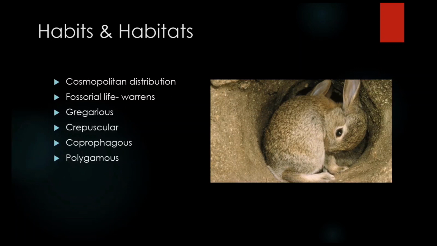It has the advantage that food will pass twice through the alimentary canal, so that the vitamins and cellulose of the plant tissues are fully digested and assimilated to provide maximum nourishment. Rabbits are polygamous in nature, which means one male lives in the company of several females.